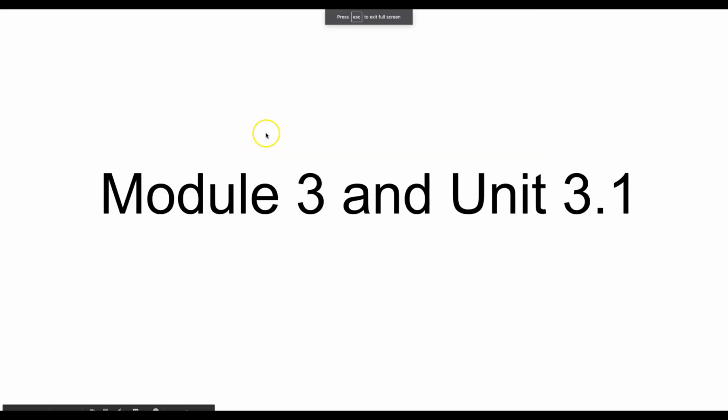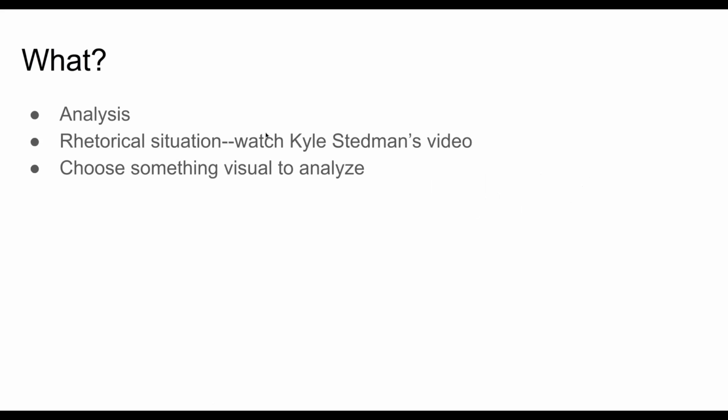Let's go over Module 3 and then specifically Unit 3.1. Module 3 is on analytical thinking and writing. So you will be writing an analysis paper. And to help you do that, you will be defining the rhetorical situation.